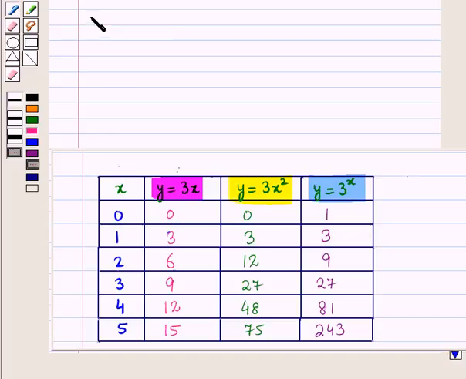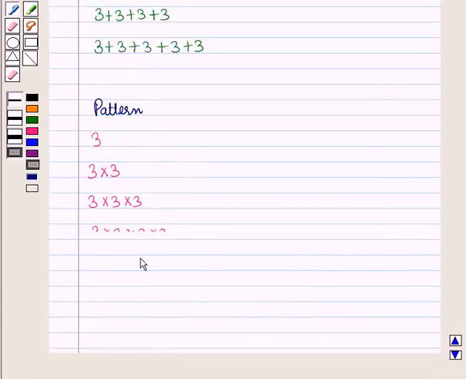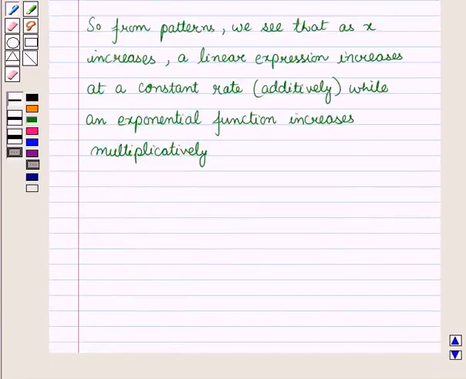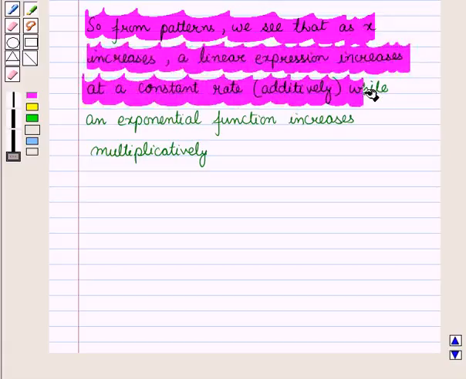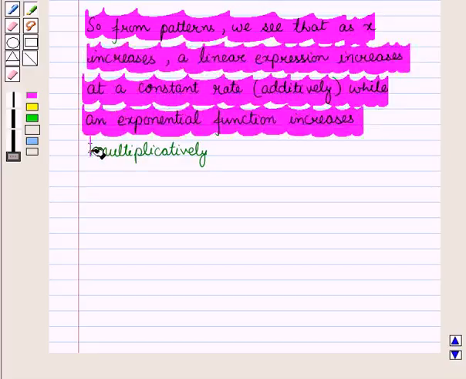They are following the pattern 3, then 3 into 3, that is 9, then 3 into 3 into 3, that is 27, then 3 into 3 into 3 into 3, that is 81, then 3 into 3 into 3 into 3 into 3, that is 243. So when x is 3, the value of the given linear function is 9, but the value given by the exponential function is tripled, that is 27. So from these patterns, we can see that as x increases, a linear expression increases at a constant rate additively, while an exponential function increases multiplicatively.